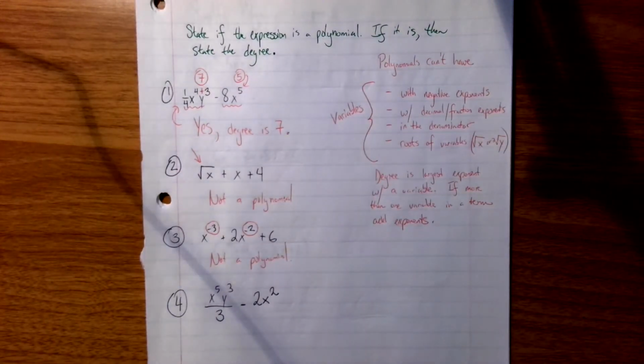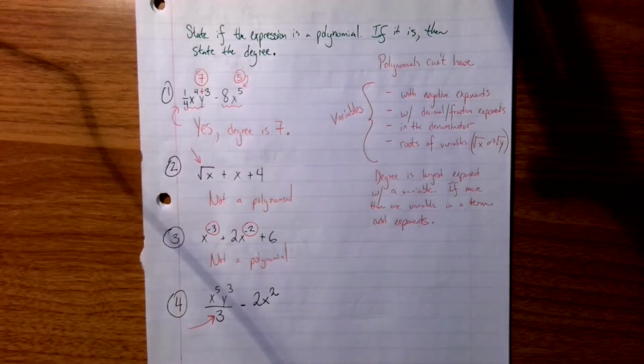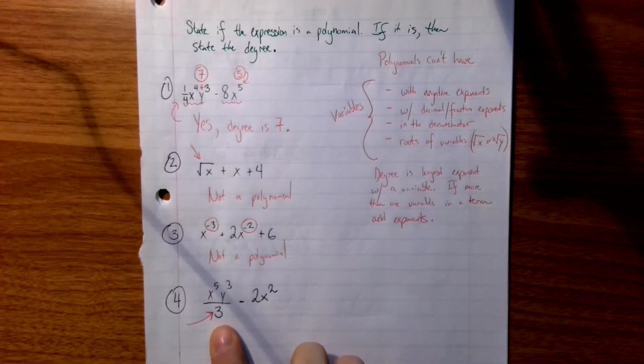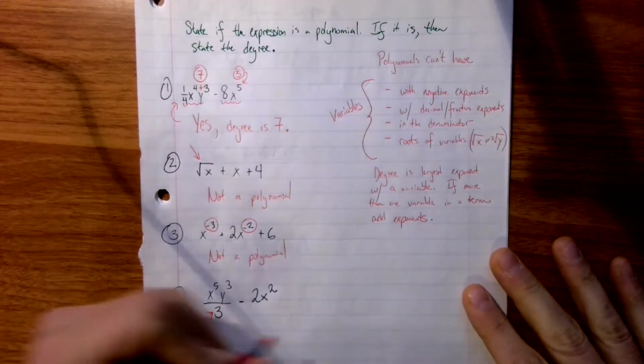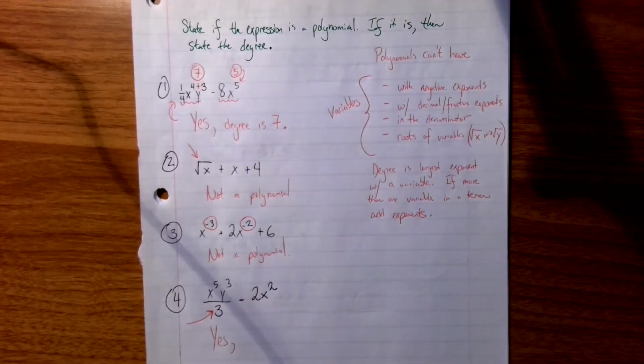Moving on to the last example. The last example I put in here because students often get in their head that you cannot have a fraction in order for something to be a polynomial, and that's not true. The only thing that you cannot have is a variable in the denominator. And as you can clearly see here, this is not a variable in the denominator. And so this expression is a polynomial.